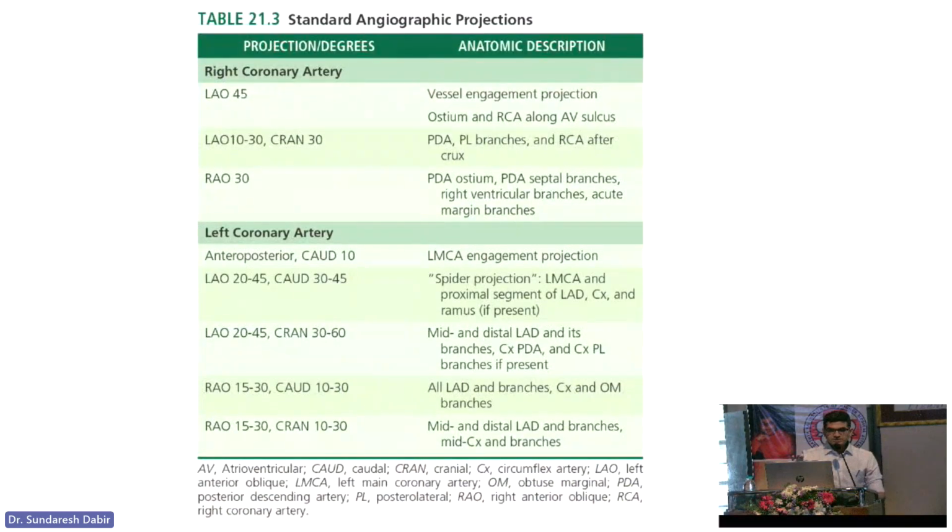I'll describe each of these standard projections, but what we have to remember is for the left coronary we have 5 views, and for the right coronary we have 3 views. I'll show each of them. We have to take multiple views for multiple arteries.